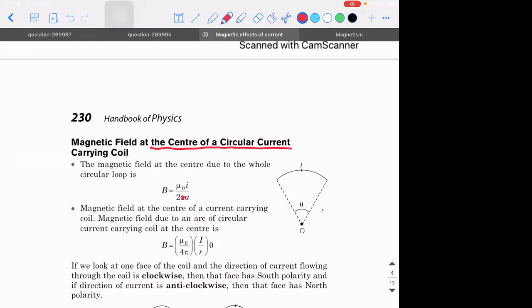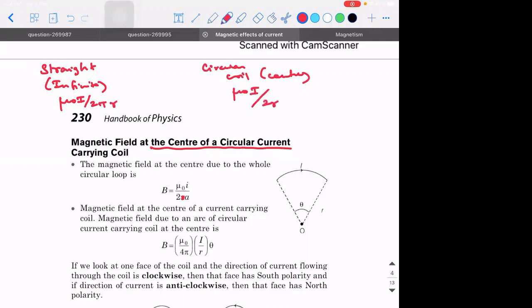One important point I want to stress here is, for a straight infinite conductor and the center of a circular coil, the formulae look similar. For the straight conductor it is mu naught I divided by 2 pi r. Here it will be mu naught I divided by 2r. One confusion that arises is, many people write 2 pi r for a circular coil, but remember, for a circular coil, pi does not exist, whereas for a straight current carrying conductor of infinite length, the pi exists.